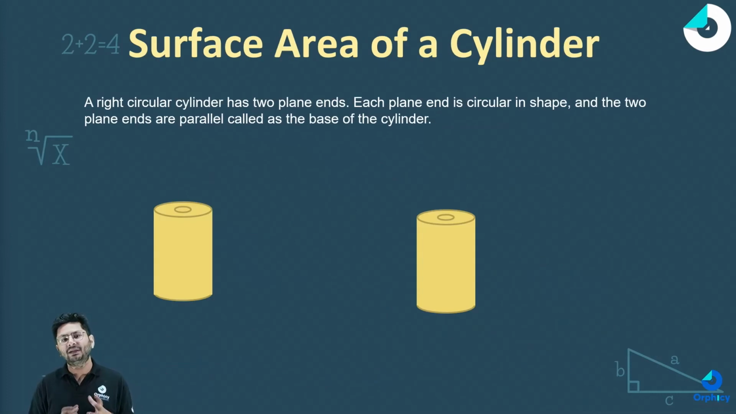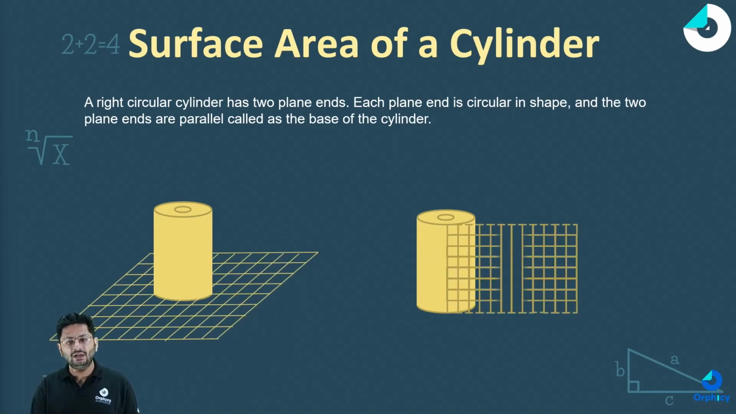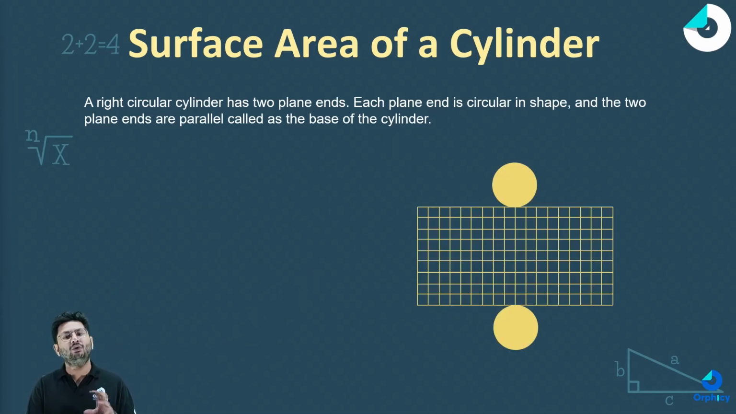Then surface area of a cylinder. So in a cylinder you know that there are two planes: one is the base plane and one is the side plane, or the curved surface plane. So if we open the net, what will we see? If we open the curved surface, it will be a rectangular sheet. And if we open the top and the bottom, they will be circles.